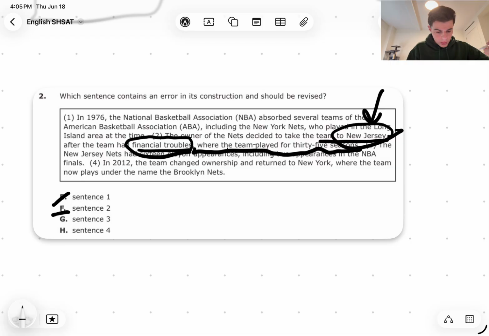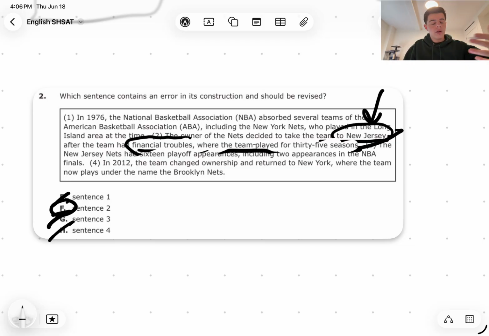Okay, sentence number 3. The New Jersey Nets had 16 playoff appearances, including 2 appearances in the NBA Finals. That sounds fine, right? Independent clause, no problems there. In 2012, the team changed ownership and returned to New York, where the team now plays under the name the Brooklyn Nets. Again, no problem with that. That sounds fine. So F seems to be the right answer, right? Because it is a misplaced modifier. It is modifying something other than what it is supposed to be modifying.